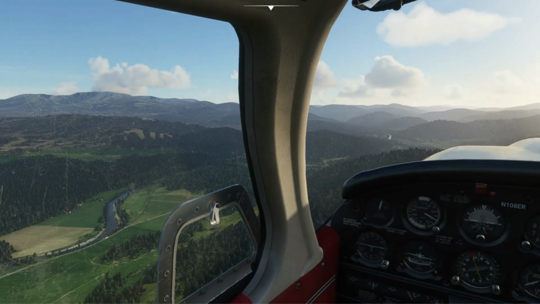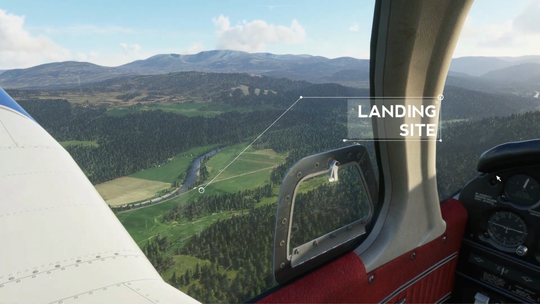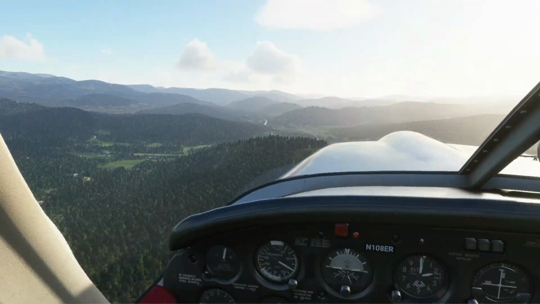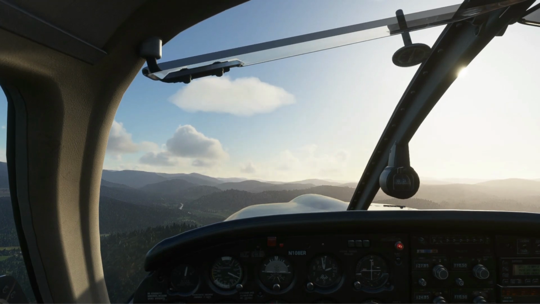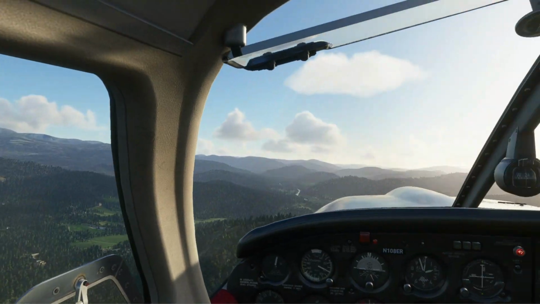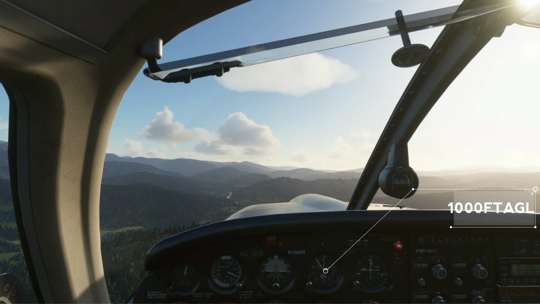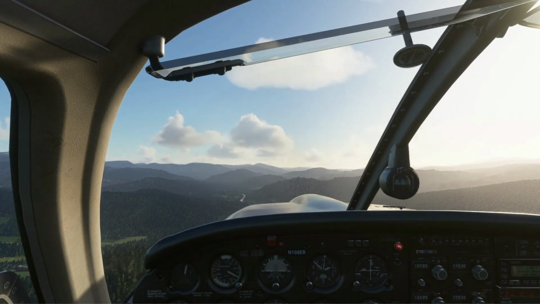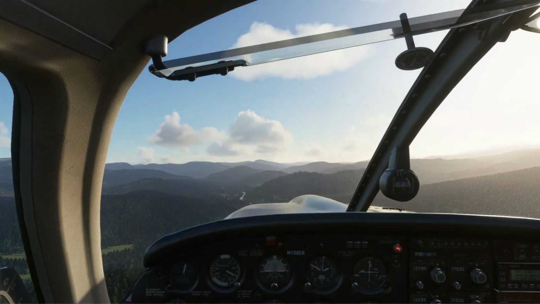Just a quick glance to the left, you'll see our landing site that we've pre-planned. So we're completely trimmed out for the 79 knots we need to maintain. You'll notice the airspeed is pretty constant, but the altitude slowly decreasing. So here we are, 1000 feet above the ground and abeam our landing site. So now becomes a bit of a judgment call for when we're going to make the left-hand base turn.